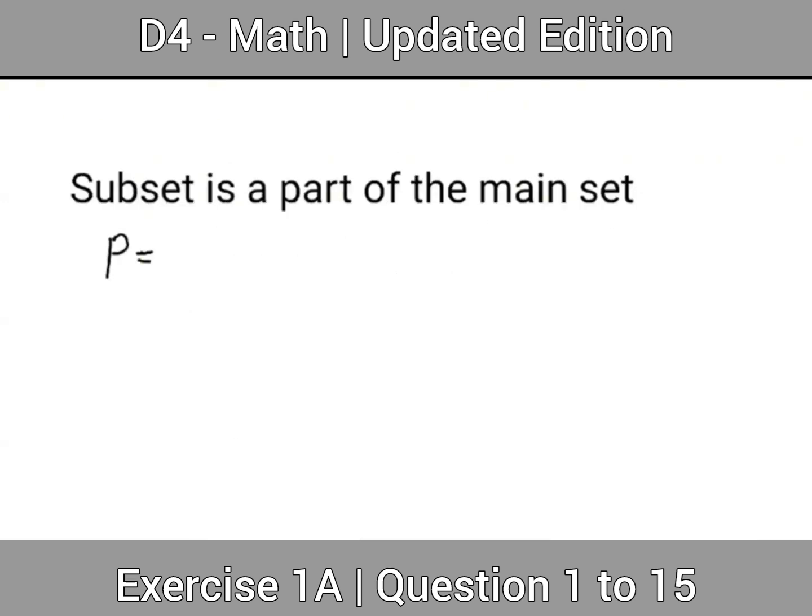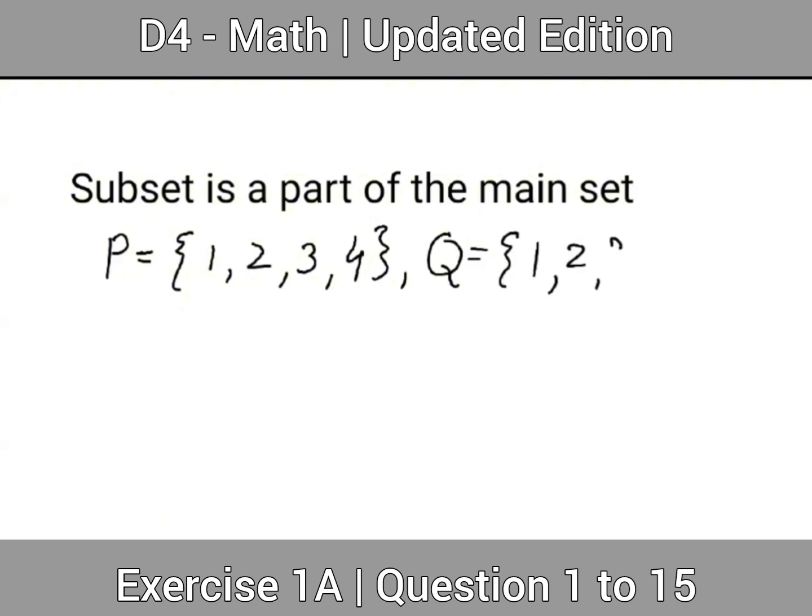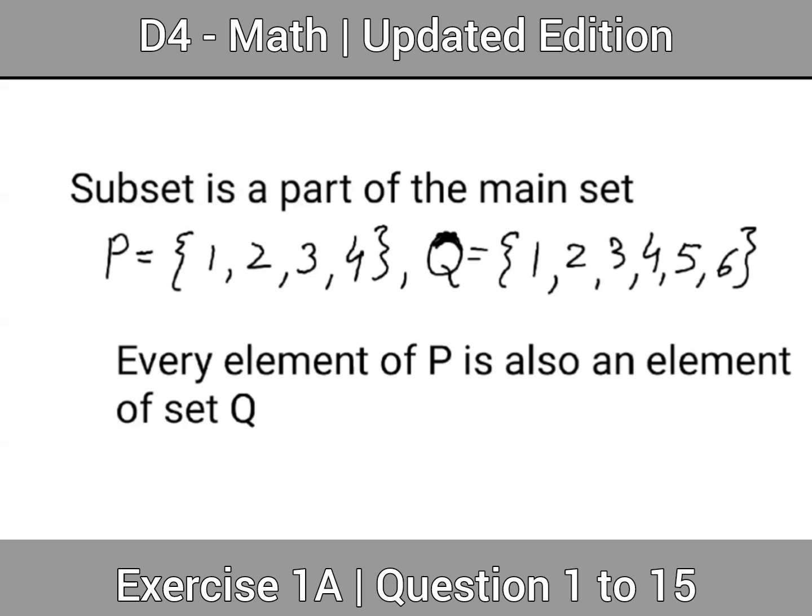We take another example to understand the concept of subset very well. So consider two sets P and Q. P is equal to 1, 2, 3, 4, and Q is equal to 1, 2, 3, 4, 5, and 6. We can see that every element of P is also an element of set Q. So in mathematical terms, we can write this statement using a symbol, a U sitting on a line. This is the symbol for a subset.